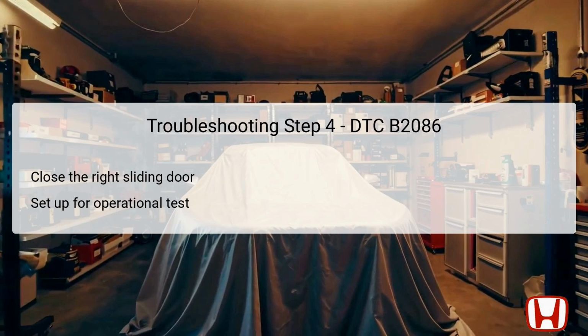In this fourth step, it is important to close the right power sliding door completely. Closing the door is essential for the system to detect the door's position accurately. Once closed, this allows the power sliding door components to reset and ensures that diagnostics can be performed under normal operating conditions. The state of the door directly affects the functionality of the latch switch and other related components.